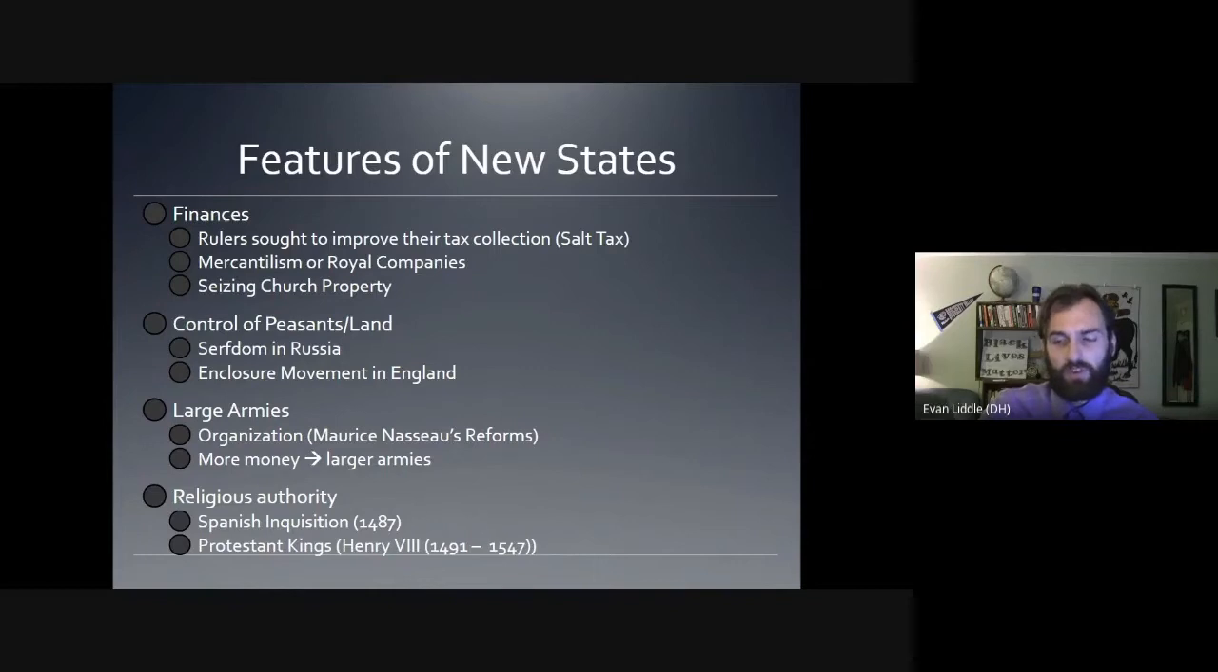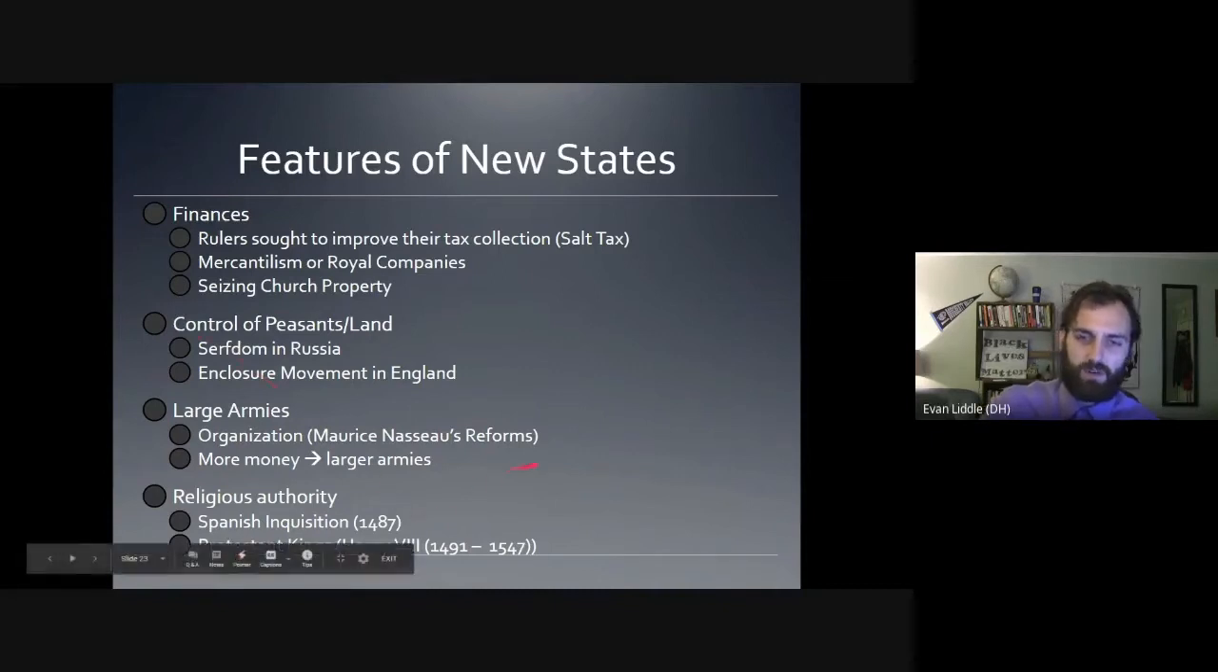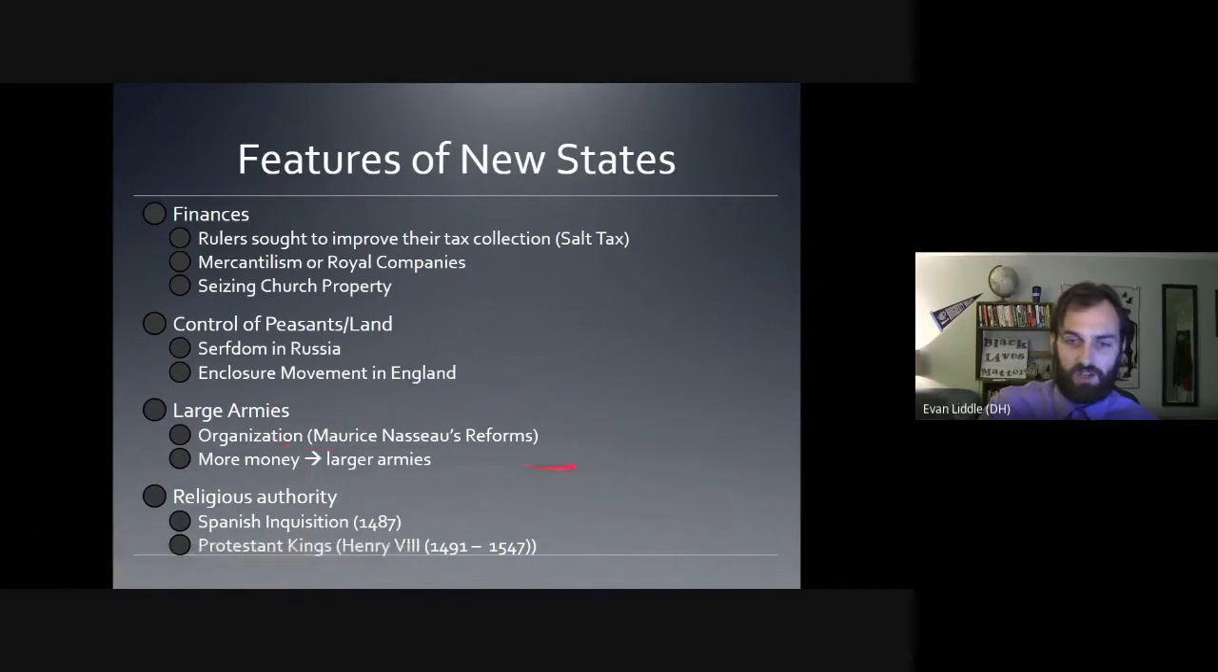And I mentioned before that the scientific revolution allowed for bigger guns, which helped with bigger armies. A guy named Maurice of Nassau also launched a series of military reforms. He was fighting with the Dutch against the Spanish, and he created essentially what we call the first modern military drill.